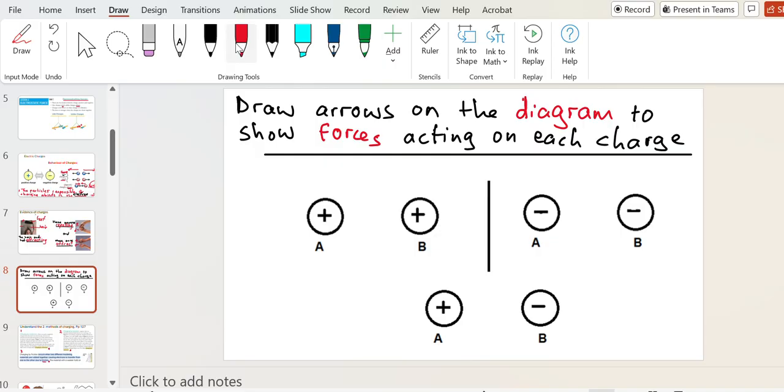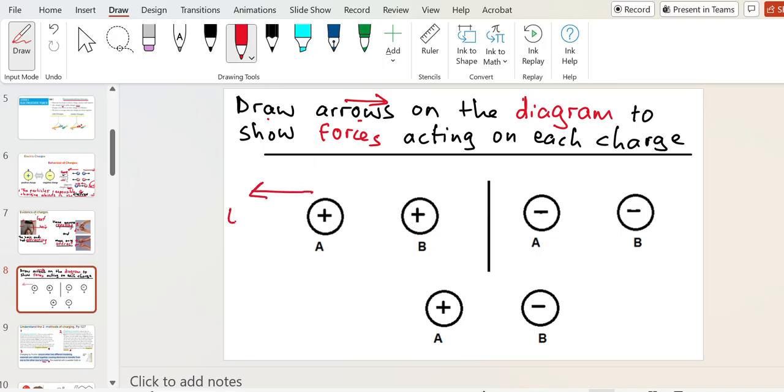Another practice question here. Please take your time to read this. Draw arrows on the diagram. Diagram means the picture. To show the forces. An arrow is like this. Where will this particle go? They are the same. So this one goes to the left. This one will be pushed away to the right.